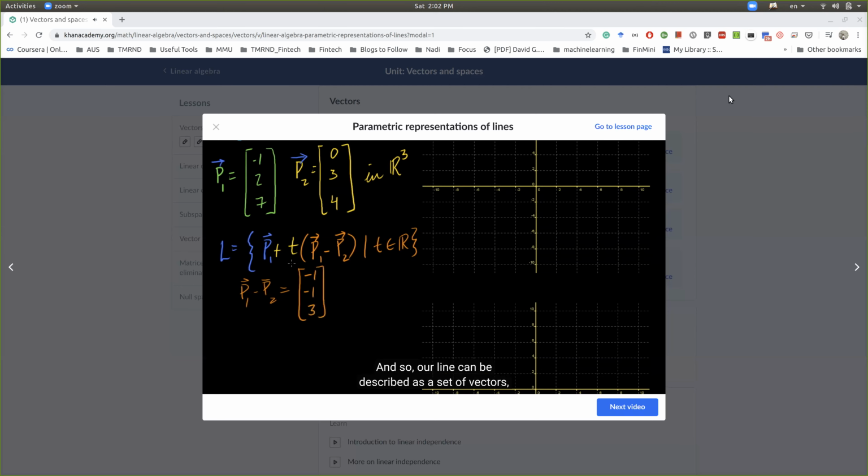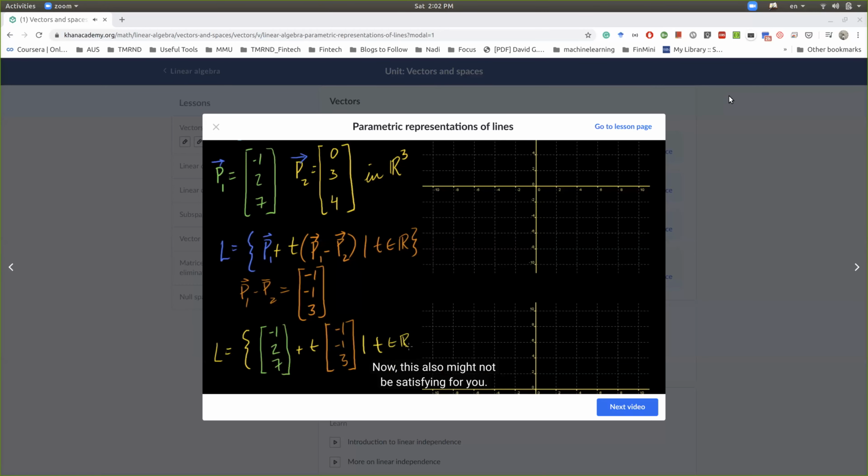And so our line can be described as a set of vectors that, if you were to plot it in standard position, would be this set of position vectors. It would be P1, minus 1, 2, 7. I could have put P2 there just as easily, plus T times minus 1, minus 1, 3, such that T is a member of the real numbers.